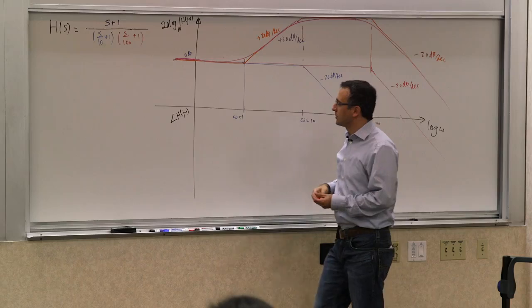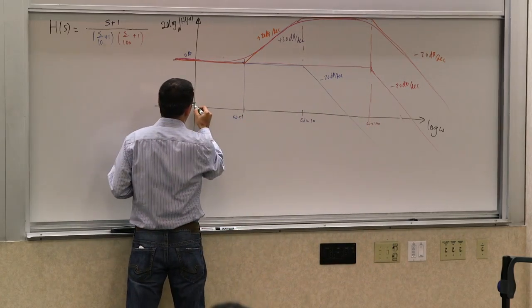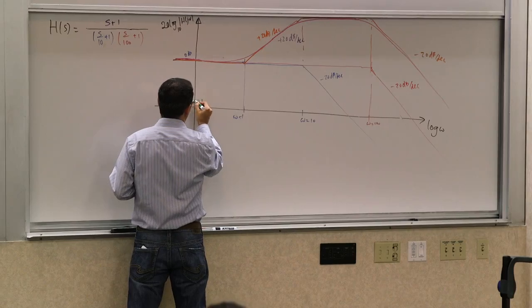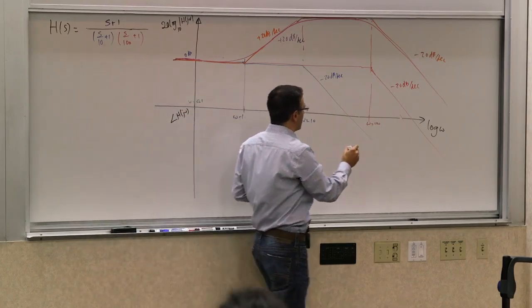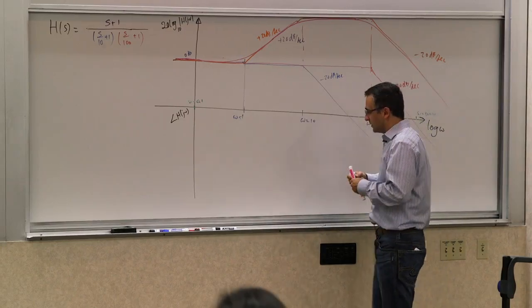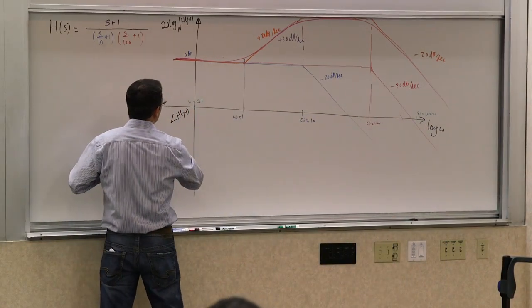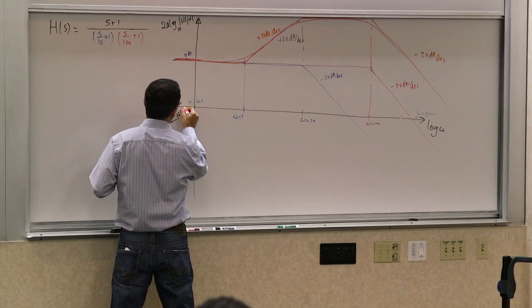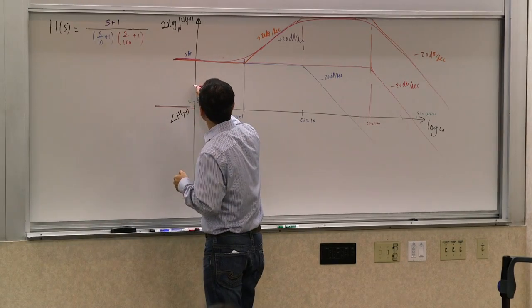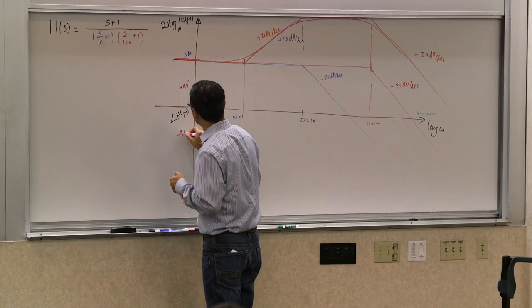How about the phase part? Well, we know for the phase part, we have to look a decade below to a decade above. So this is like 0.1, and this is like, let's see, omega of 1,000. The green one's really dying. Okay. And then you start off from here. So if you look at the asymptotes of the first, where does it go from here? So this is like plus 90 degrees, negative 90 degrees.